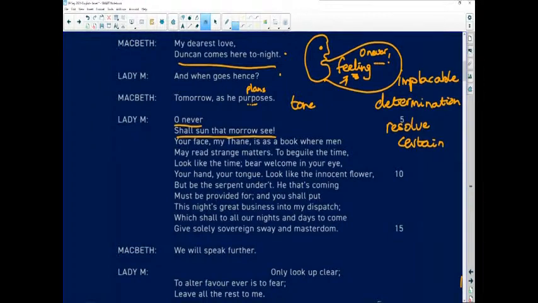Now, why? So if you've said her tone is implacable, now use the word determined, because she is determined that the sun will not see the morrow, will not see tomorrow. Now, obviously, the sun is going to see tomorrow because the sun is going to rise tomorrow. It's going to go up in the sky. So what does she mean? She means that Duncan will never see tomorrow. The sun will not rise on Duncan tomorrow. He will be dead. And she is determined that they're going to kill him that night.